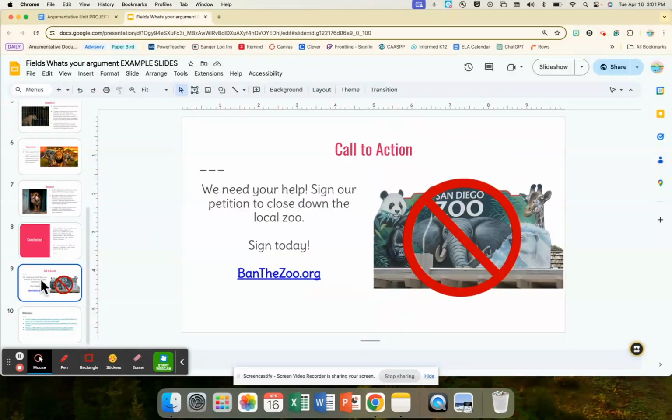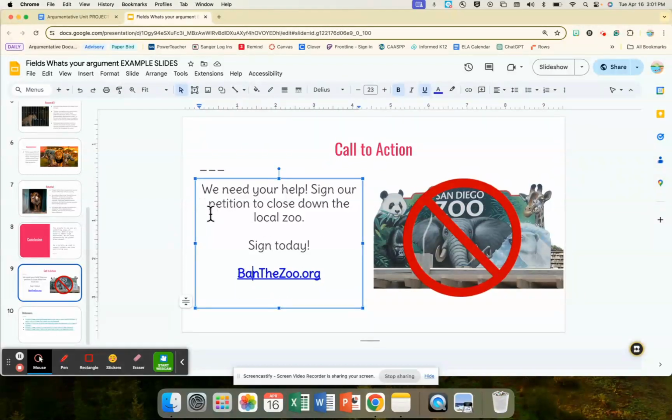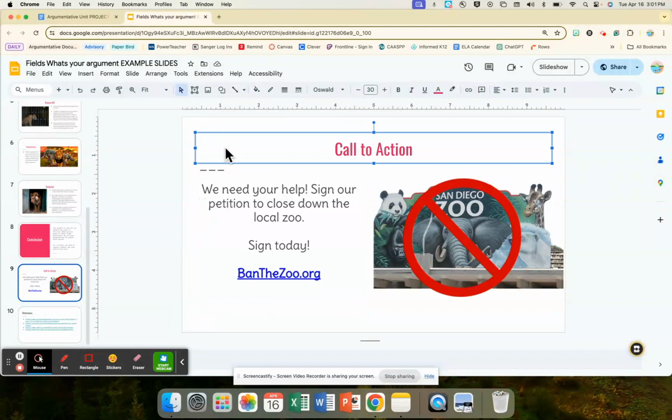My call to action is this. We need your help. Sign our petition to close down the local zoo. Sign today. And then I made up a website so that people could click on it. And that is the end of it. Again, your call to action has to be to the point. Sign our petition. Stop buying from this meat market. Fire the manager. Vote for me. Those are all call to action, right? Tell your friends. Like that's a weaker one, but it's still a call to action.